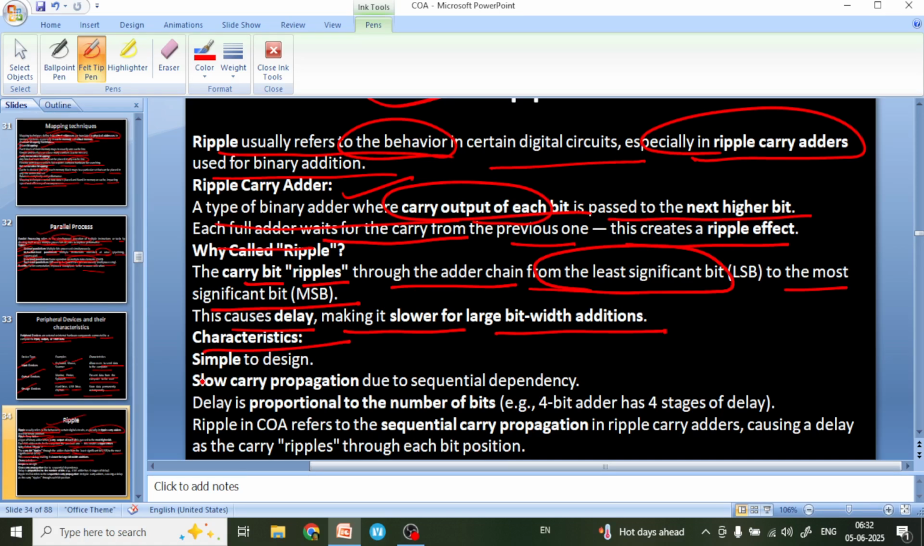What are the characteristics of this? It is simple to design. It has slow carry propagation due to sequential dependency. Its delay is proportional to the number of bits; a 4-bit adder has 4 stages of delay. Ripple in computer organization and architecture refers to sequential carry propagation in a ripple carry adder, causing a delay as the carry ripples through each bit position.